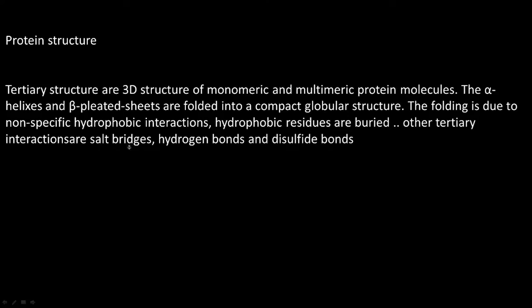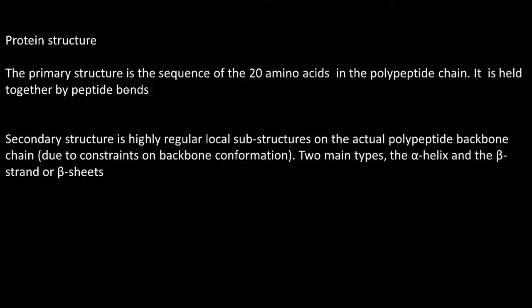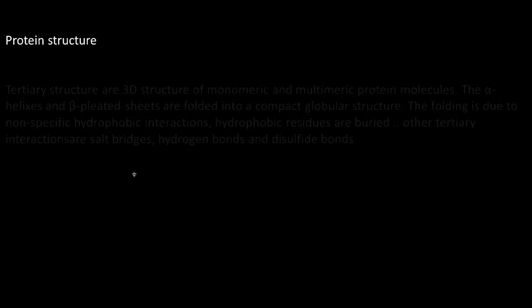So we have the primary structure, which is only the 20 amino acids arranged in the polypeptide chain by the peptide bond. But when you have the secondary structure, these regular local substructures, because the polypeptide backbone has some constraints, it forms alpha helices or beta strands or beta sheets. Then we have the tertiary, which is because of the non-specific hydrophobic interactions, which are buried inside, and other interactions such as salt bridges, hydrogen bonds, disulfide bonds, all of these are formed. Then we have the quaternary structure.